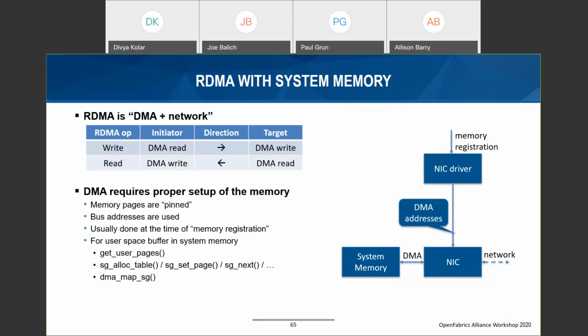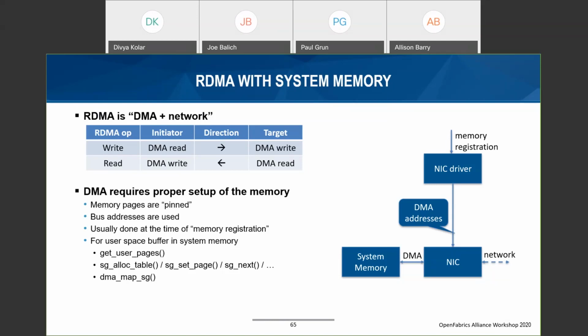On the picture on the right-hand side, we can see the flowchart of this operation. The NIC is doing the DMA from the system memory to the NIC's packet buffer. In order to do this operation, the NIC needs to get the DMA address for the buffer. This is usually done in advance with a process called memory registration.